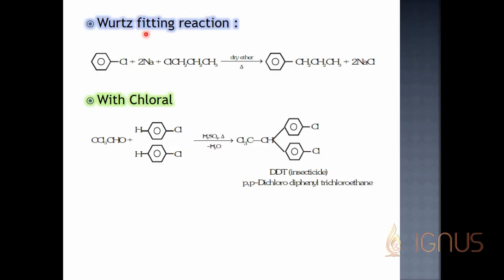Next reaction, Wurtz-Fittig reaction. Here aryl halide is made to react with alkyl halide and sodium in presence of dry ether to give this product, an aryl alkyl product.